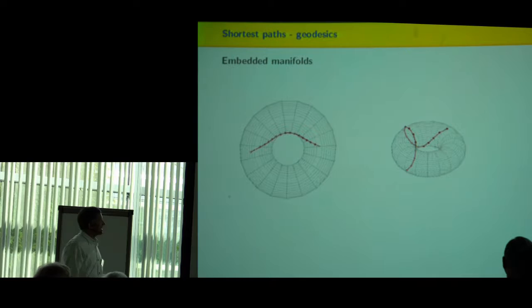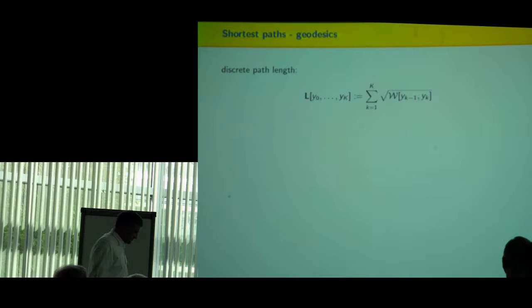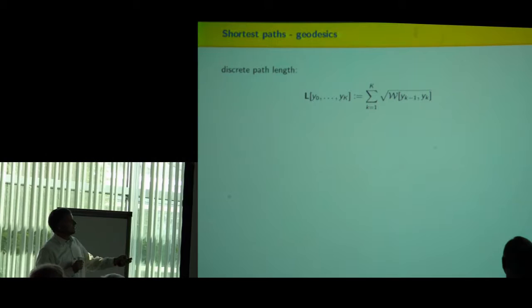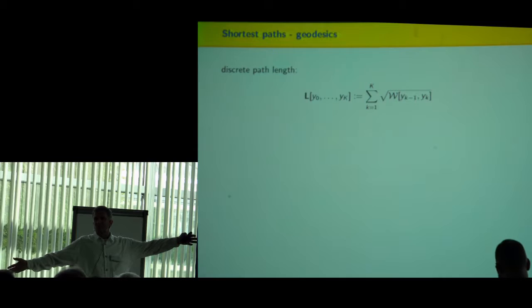Here are, on embedded surfaces, two discrete geodesics. So one observation is, why not work with this discrete length? This would be a natural definition of the discrete length. W is the squared distance approximation, so the square root is the distance approximation. Summing up all the distances of consecutive points is a good approximation of the length, or is equal to the length.